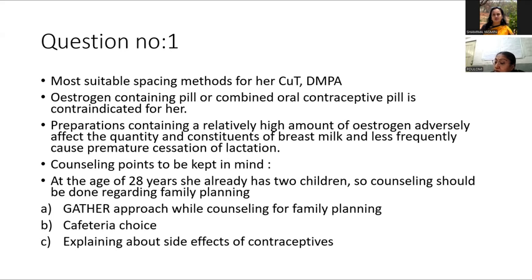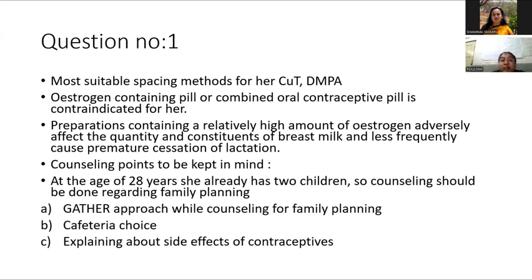Which hormonal methods are contraindicated during lactation and why? What counseling points are to be discussed with her? Briefly discuss the unmet need of family planning. So the first part, the most suitable spacing method for her, will be copper T and DMPA. Estrogen containing pill or combined OCP is contraindicated for her. Why? Because it adversely affects the quantity and constituents of breast milk and less frequently causes premature cessation of lactation.